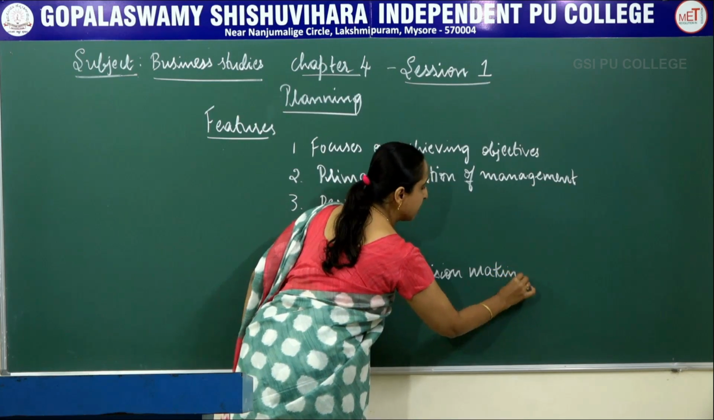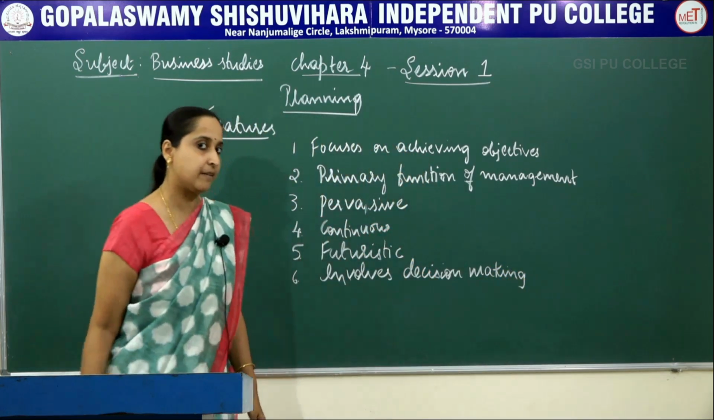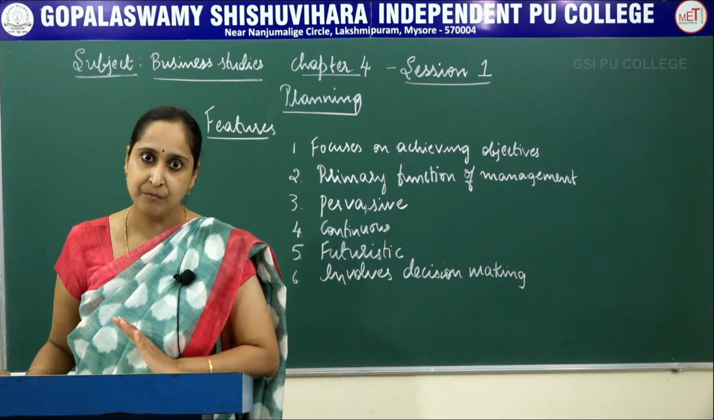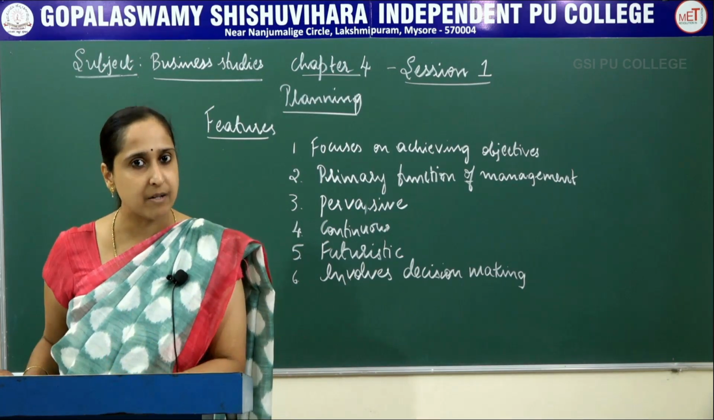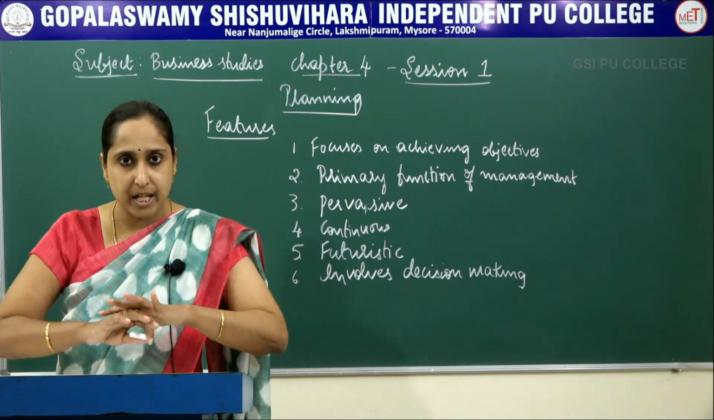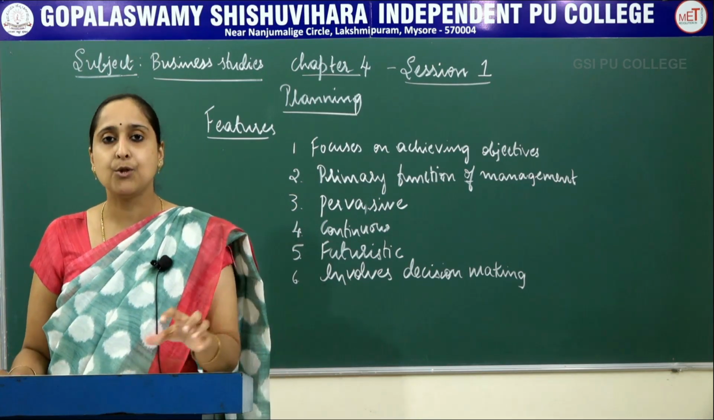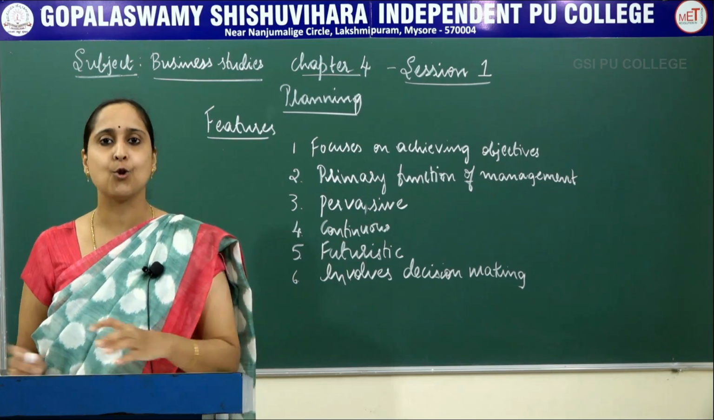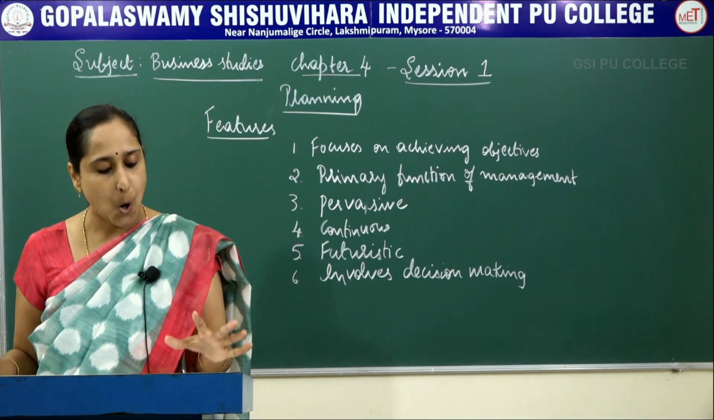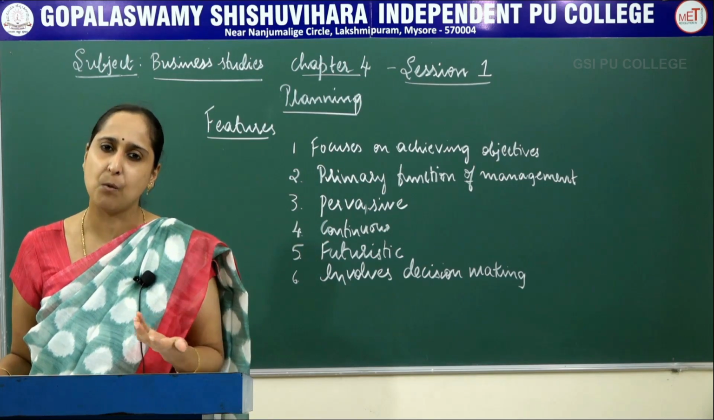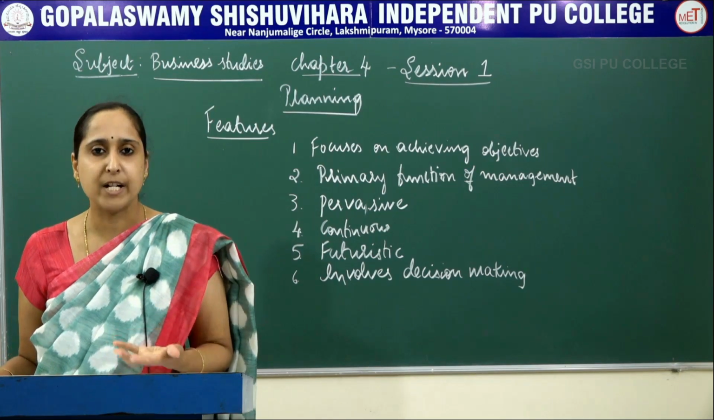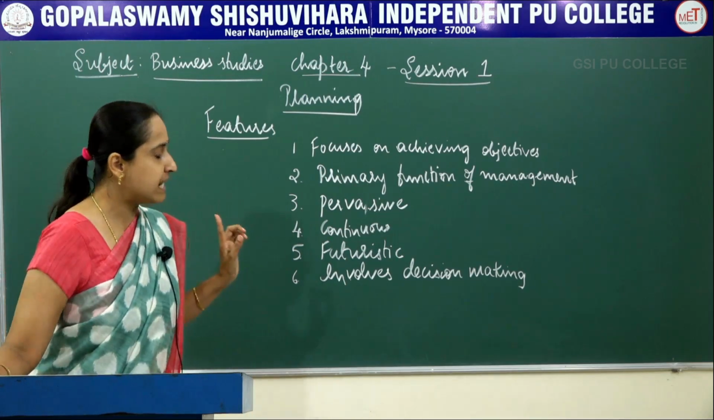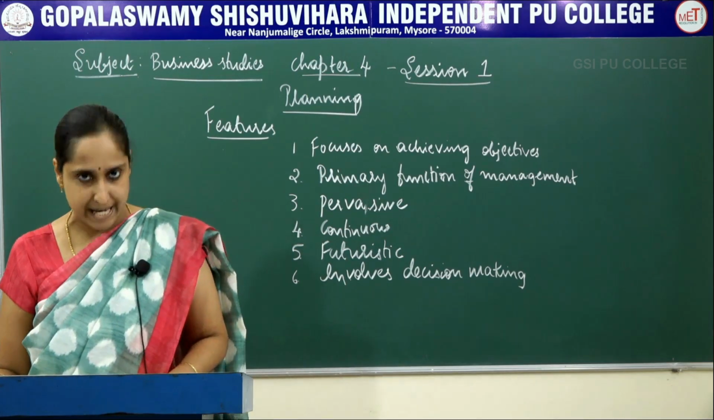What is decision making? When you have a choice, when you have various alternatives available, you choose the best among them. So planning involves a choice from among various alternatives. But if you have only one alternative or one choice, then there is no need for planning. So planning involves decision making.